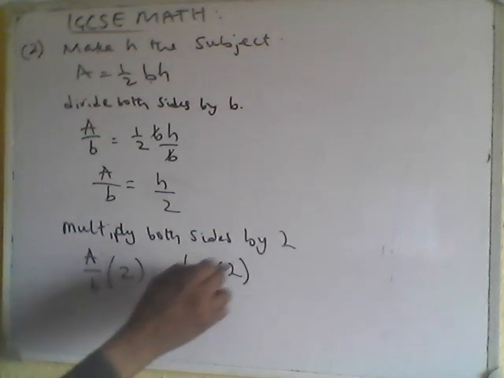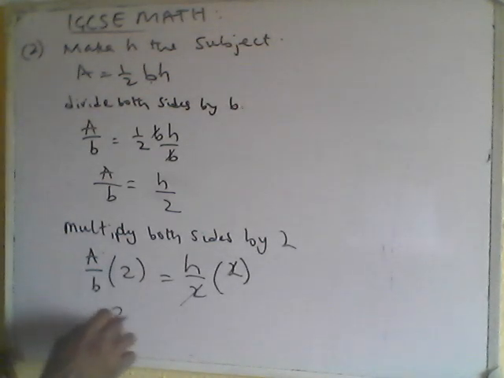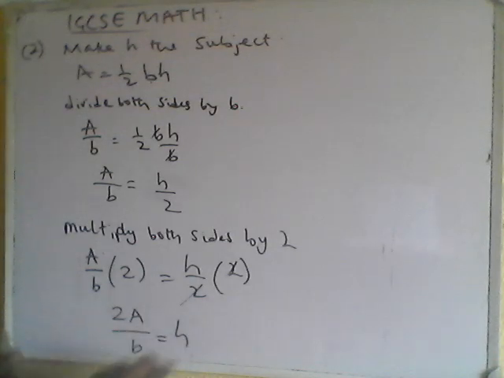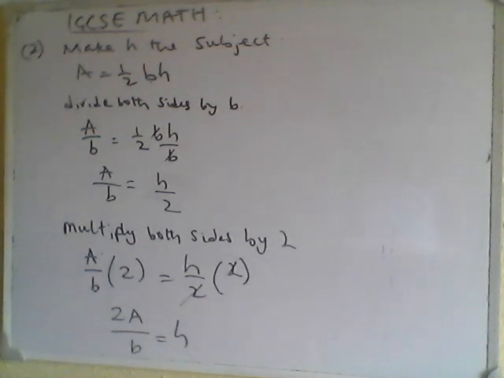So this one will cancel this. So I have 2a over b is equal to h. So h is now the subject standing alone. So that is the answer.